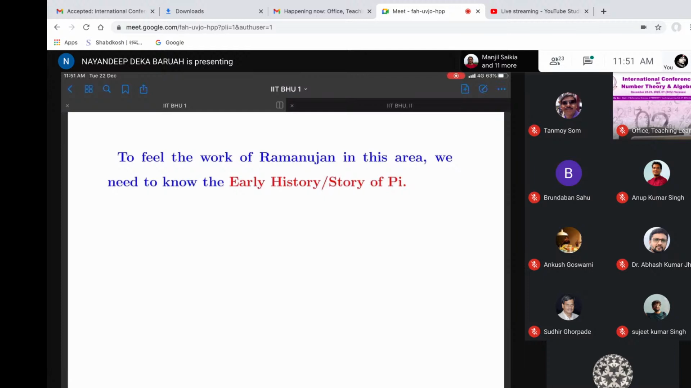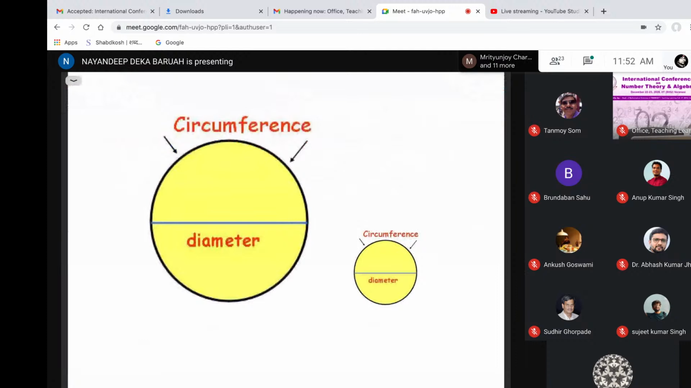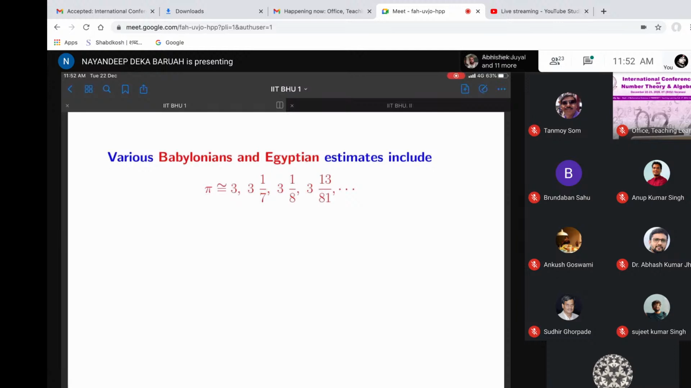We all know that the ratio of the circumference and diameter of any circle is always a constant, and that constant we denote by the Greek letter pi. The ancient Greeks and other civilizations knew that the circumference is just over 3 times something, and evaluating that something makes the history very interesting. The Babylonians and Egyptians estimated the value of pi as 3, then 3 and 1/7, that means 22 over 7, etc.